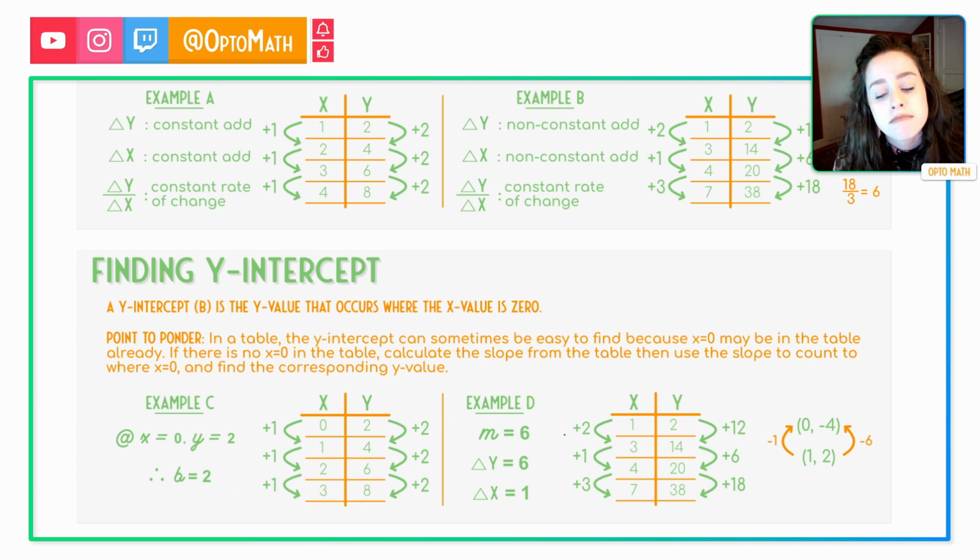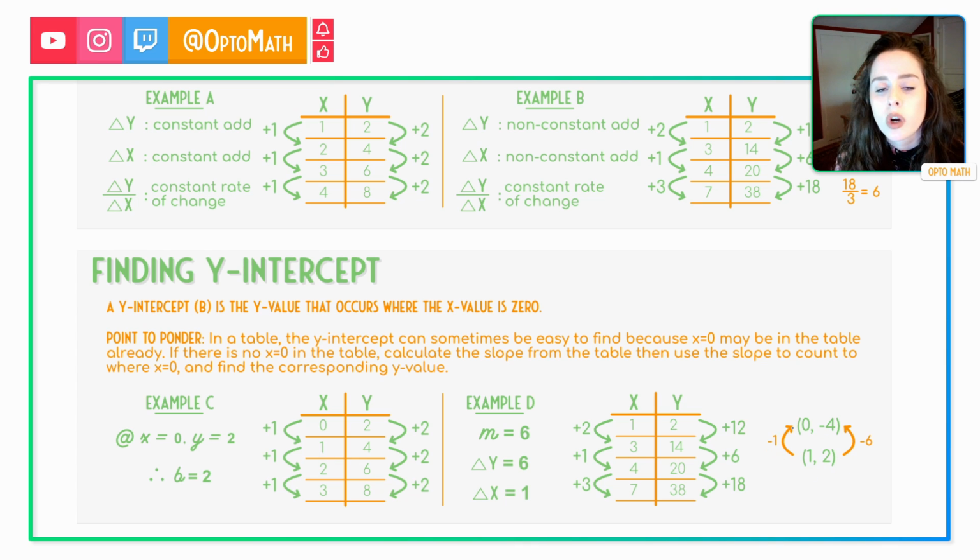Example D is different. We do not have a 0 for our x value. So we have to find our slope, which is 6. This was the same table that we had above. So remember, our slope is 6. And if we look at this x value of 1, we only have to backtrack once to get to 0. And then we can figure out our y value. So when I say backtrack, here's what I mean. Start at your point 1, 2.